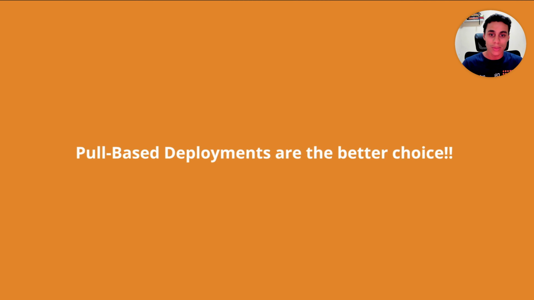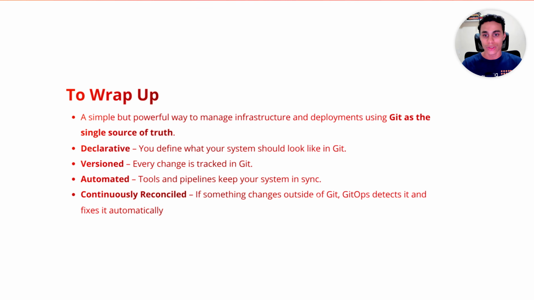So whenever possible, the pull-based deployments are always the better choice. They ensure your environment is always secure, consistent, and in sync without relying on manual triggers. It's a more reliable, automated way to manage your infrastructure, and it is why GitOps works so well. And just to wrap up, GitOps is a simple but powerful way to manage infrastructure and deployments using Git as the single source of truth.